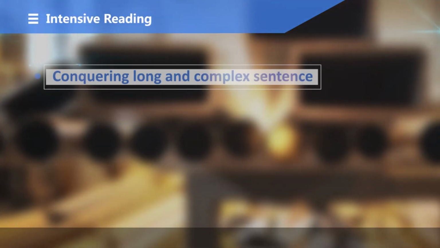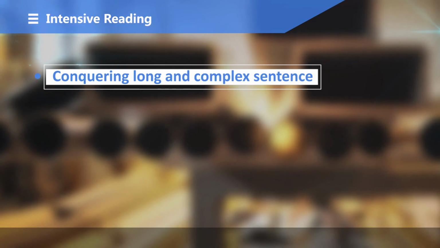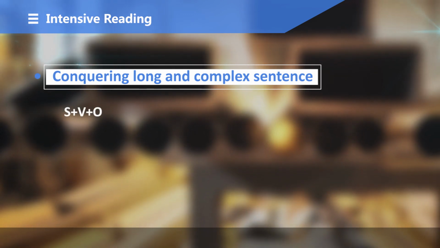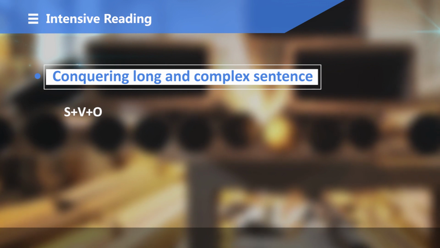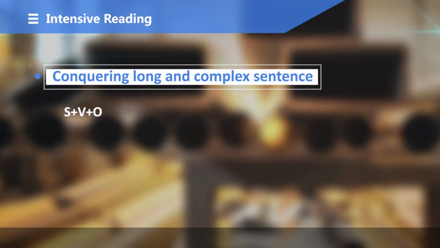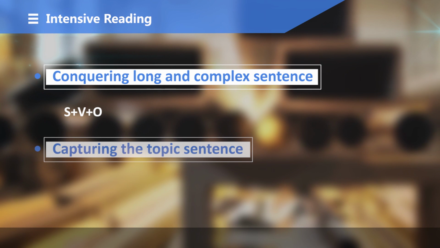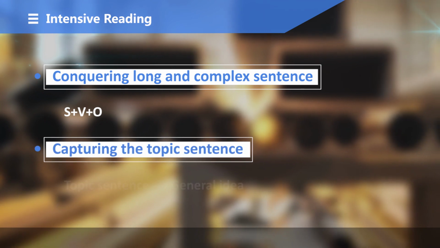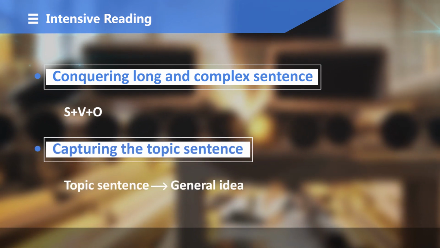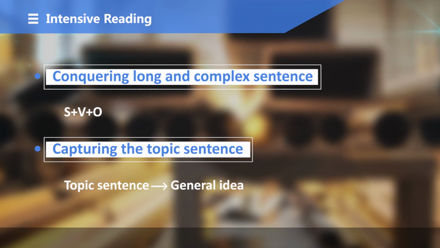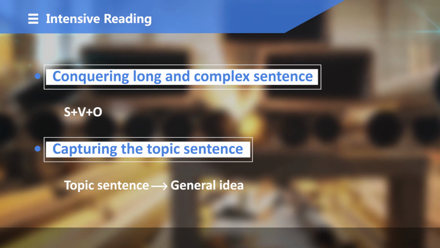Second, the main parts of a long and complex sentence, including the subject, the predicate, and the object, are required to find out for better understanding. Lastly, we should find out the topic centers of a paragraph to quickly grasp the research ideas and methods.